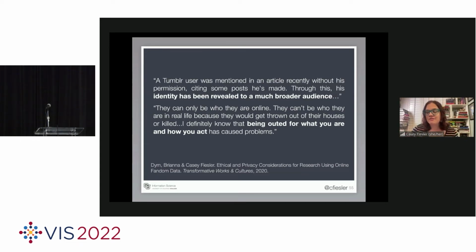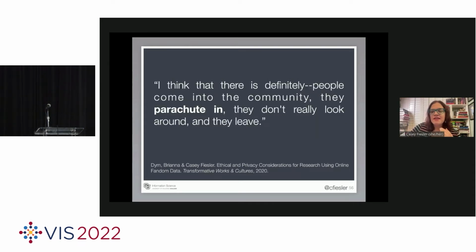Like, I put my stuff here on Tumblr, and yes, I know that it's public intellectually, but I don't want the entire audience of BuzzFeed to see it, or to be in an article that could potentially put me at risk if my privacy is violated. And then there's this additional concern of researchers coming into this community and just taking data and not giving anything back to the community, just parachuting in, like, let's take some data, and not taking the time to understand it or to give anything back.